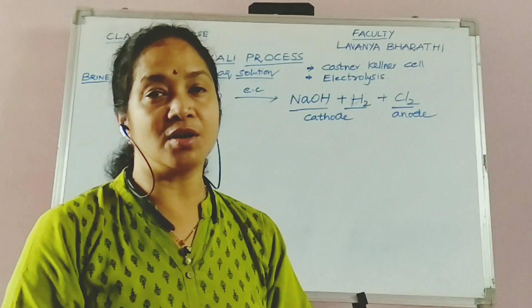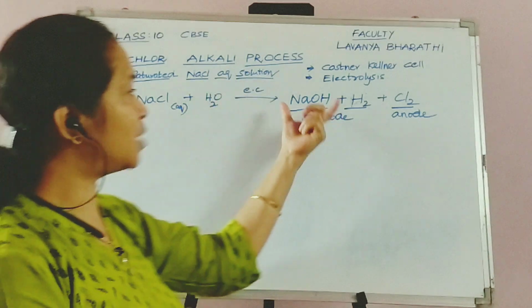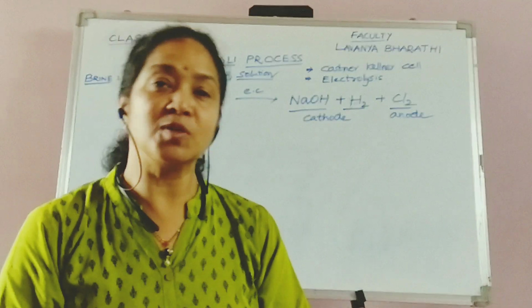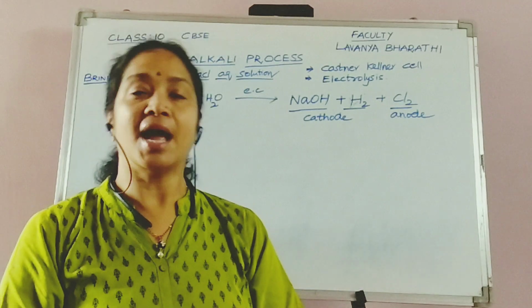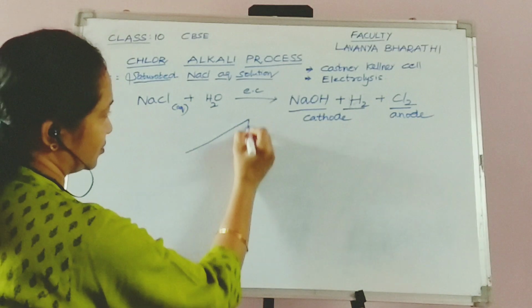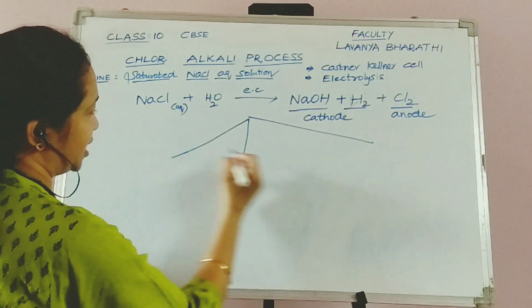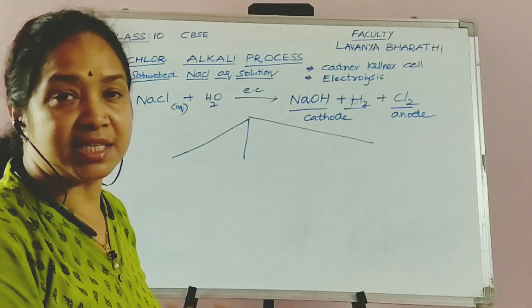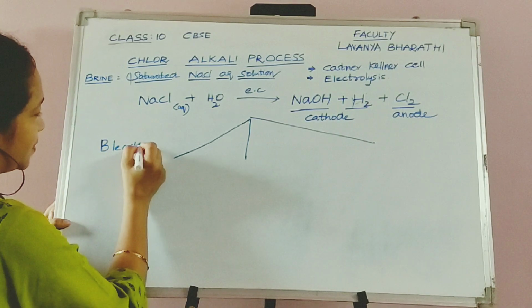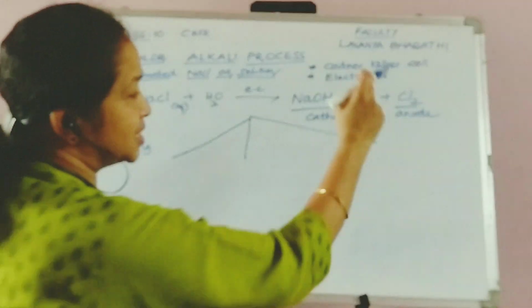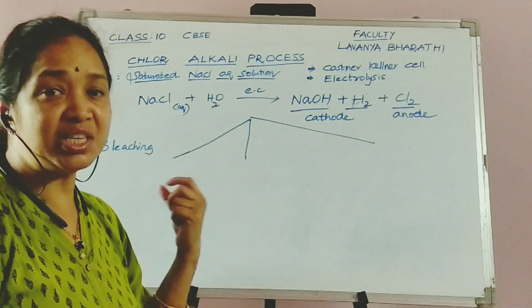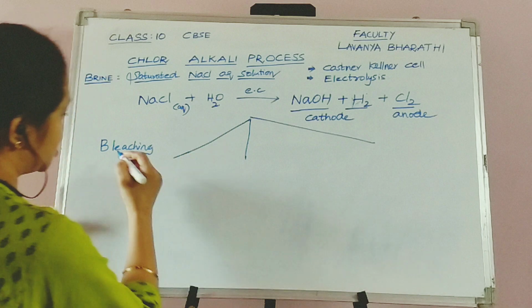Not only these three, with the help of these compounds obtained here, we can make certain important compounds like bleaching powder, baking powder and washing powder. What are these? You obtain three important compounds here in this Chlor-Alkali process. So besides an alkali, hydrogen gas and chlorine gas, with this process we obtain three important compounds. The first one is bleaching powder.